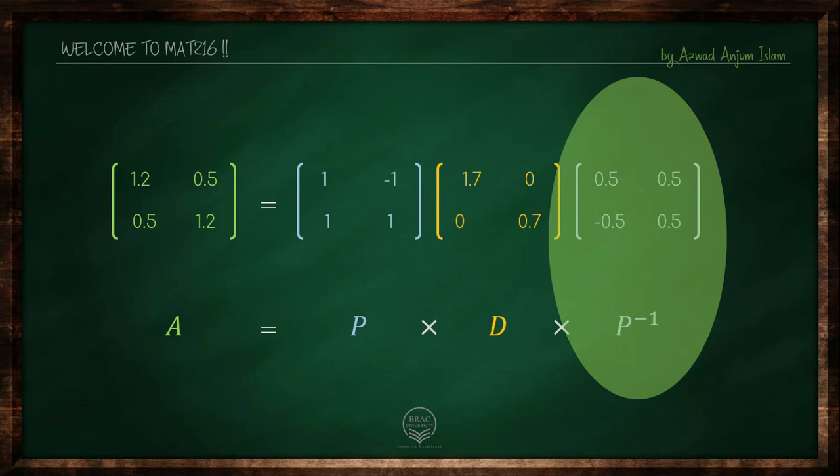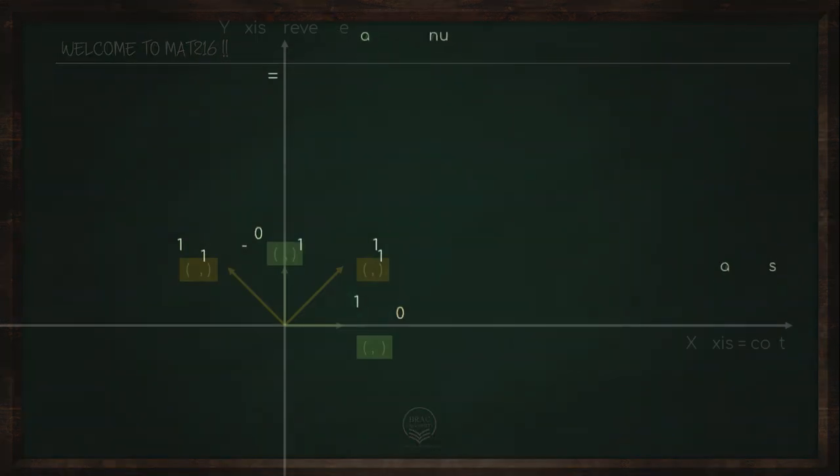This part of the diagonalization, the P inverse part, changes the standard coordinate system that we are familiar with. So our standard basis, i hat and j hat, it changes that coordinate system and maps it to the eigenvectors. This is the job of that part. If you don't believe me, let's look at it.